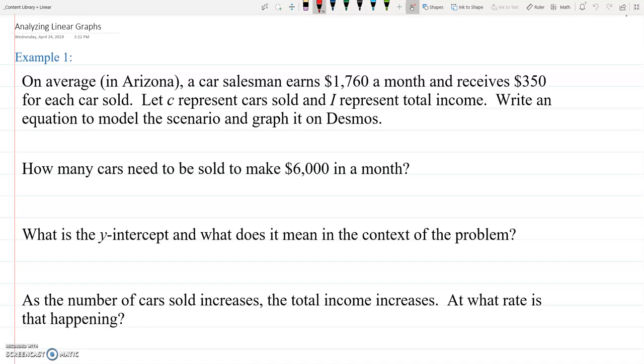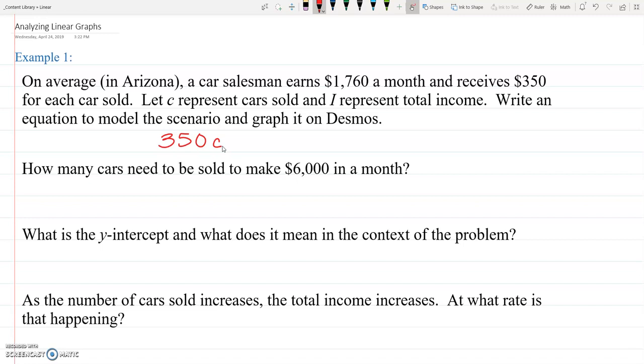This next sentence is something that you will see on standardized tests all the time. Write an equation to model the scenario. Okay? I'm going to start with my $350 for each car sold. Hopefully it's obvious it's going to be 350 times C. So if I sell one car, 350 times 1 would be an extra $350 that I'm going to make. If I sell two cars, 350 times 2 would be $700 extra that I'm going to make, and so on.